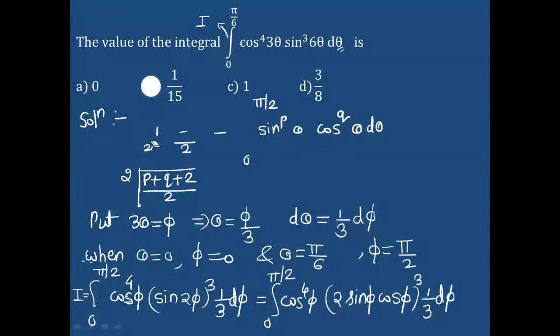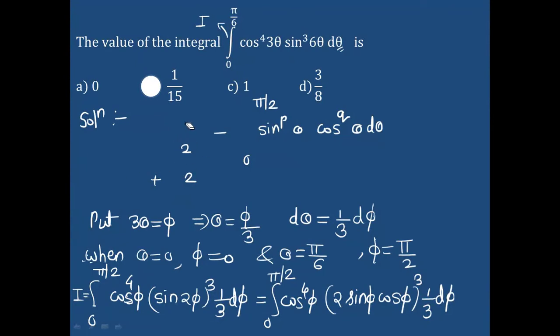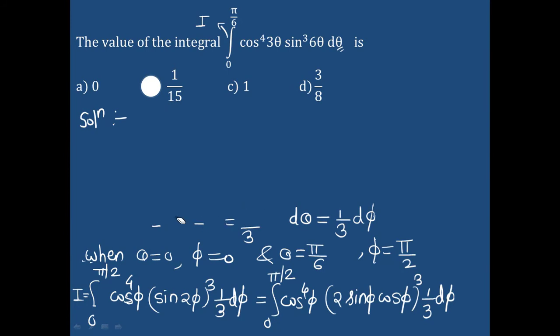So further simplification says that we have to collect the powers of sine and cosine so that we can apply this formula, sine to the power p, cos to the power q. So we have this as equal to, 1 by 3 being constant, then 2 cube will be outside, 2 cube is 8, so we have 8 by 3.